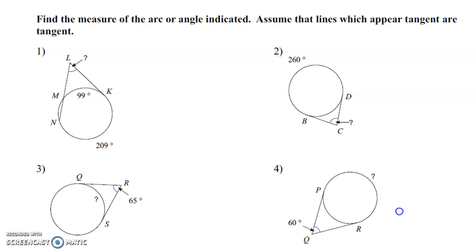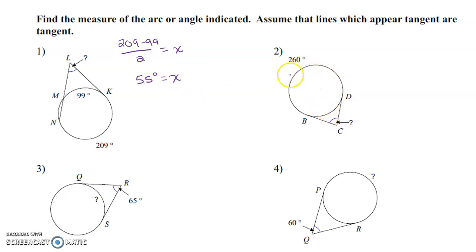So now we're looking at a few extra problems. Find the measure of the angle or arc indicated. Assume that lines which appear tangent are indeed tangent. Okay. So here, we're going to set up our formula. Far arc minus near arc divided by 2 equals our angle measure. That's what we're looking for. So 209 minus 99 divided by 2. I'm going to label that as x. So when you solve, you get 55 degrees equals x.